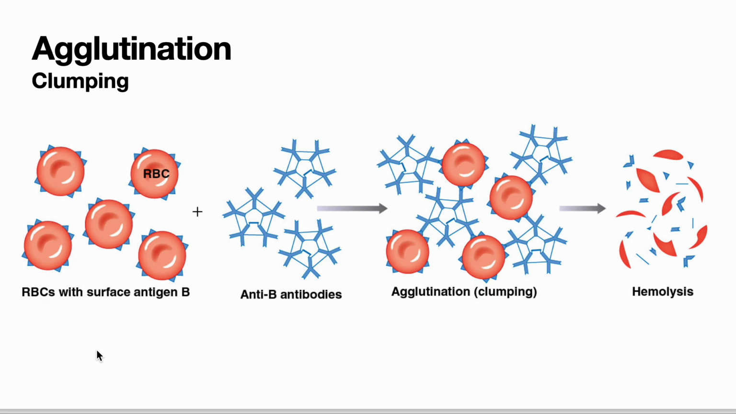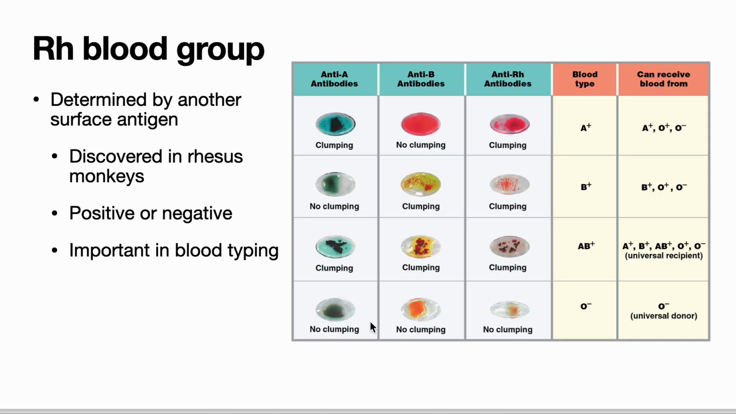So if someone is type A, we don't want to give them type B because they will have type B antibodies and they will attack the blood that's being transfused, resulting in clumping, and that can lead to death of the patient because the vessels are going to become clogged as a result of that agglutination or clumping. So here's the overview there.